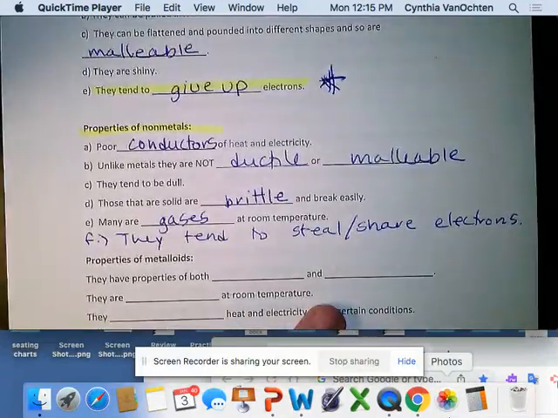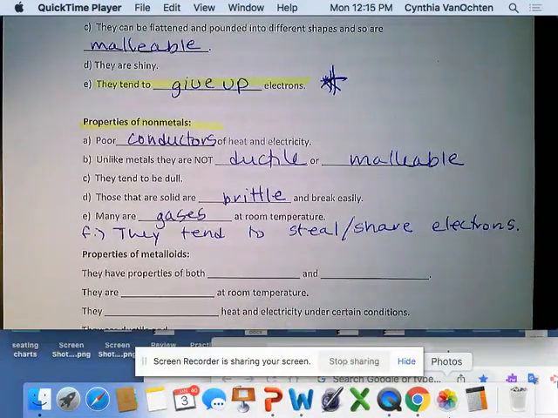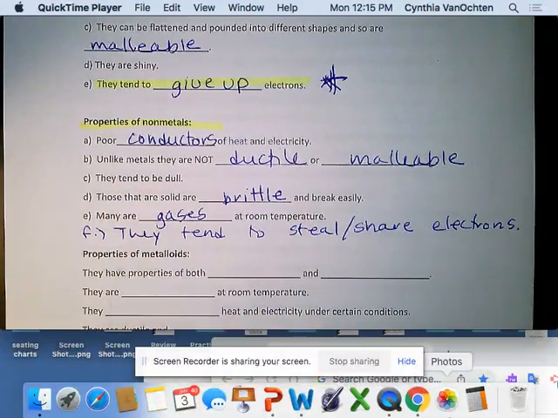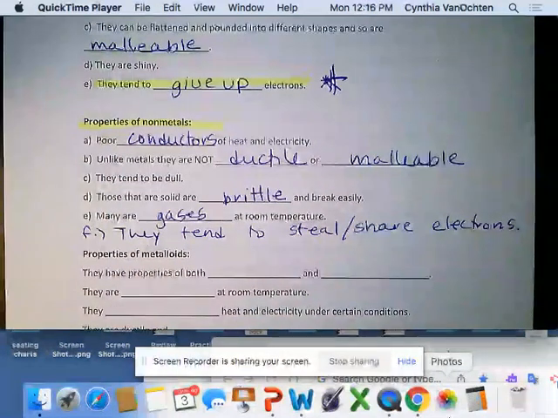Unlike the metals, they don't give up electrons, they steal them or they share them with another atom as they react and make chemical bonds. So all of the physical properties and chemical properties are pretty much the opposite of what they are with the metals, so be familiar with those.